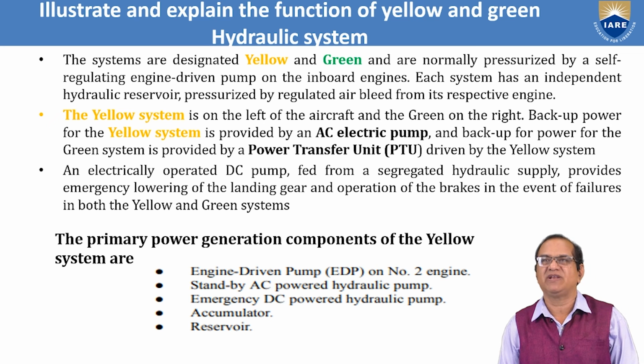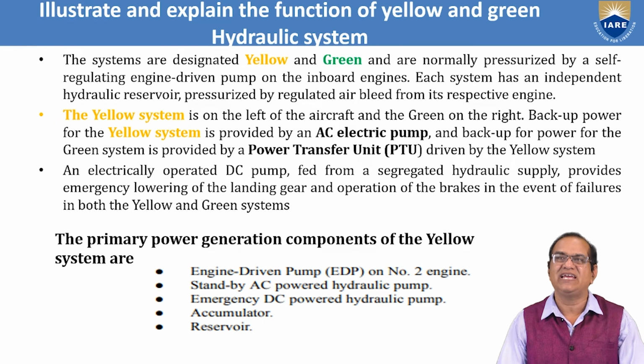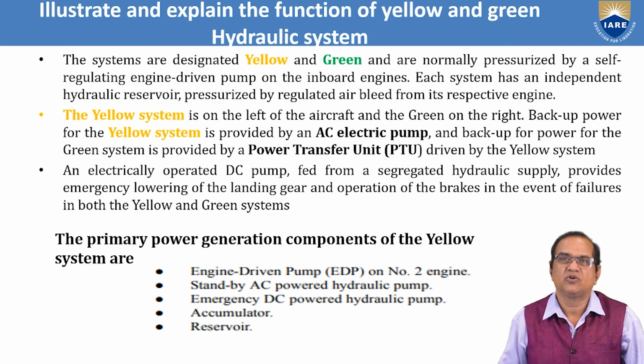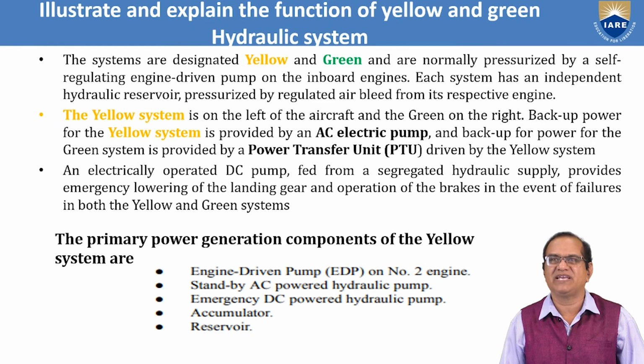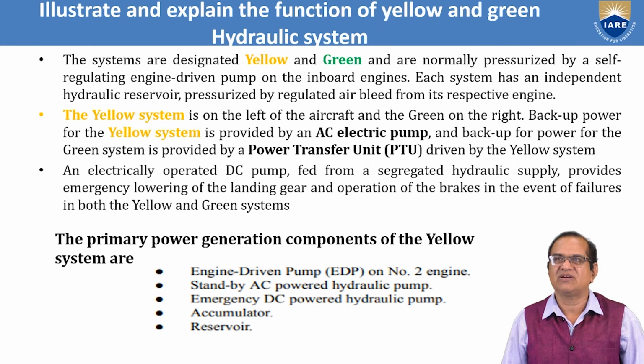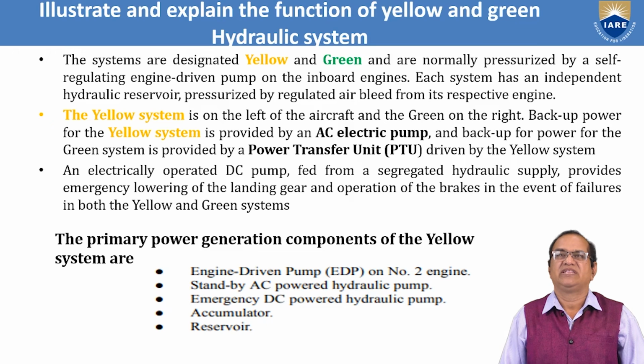Next is to illustrate and explain the function of the yellow and the green hydraulic systems. So what are the yellow and the green hydraulic systems, that we have to understand. The systems are designated yellow and green and are normally pressurized by a self-regulating engine-driven pump on the inboard engine. Each system has an independent hydraulic reservoir pressurized by regulated air bleed from the respective engine. The yellow system is on the left of the aircraft and the green on the right.